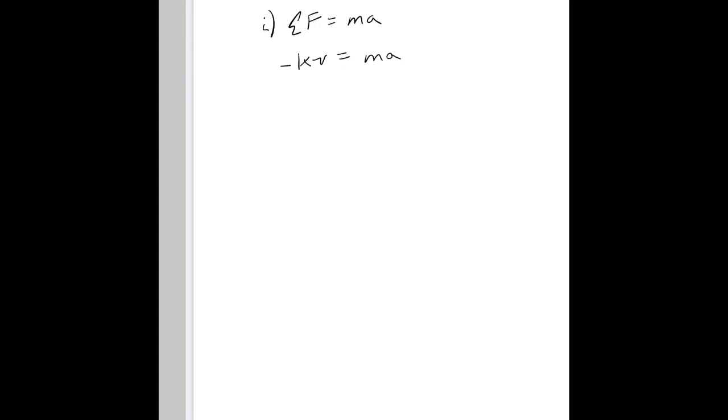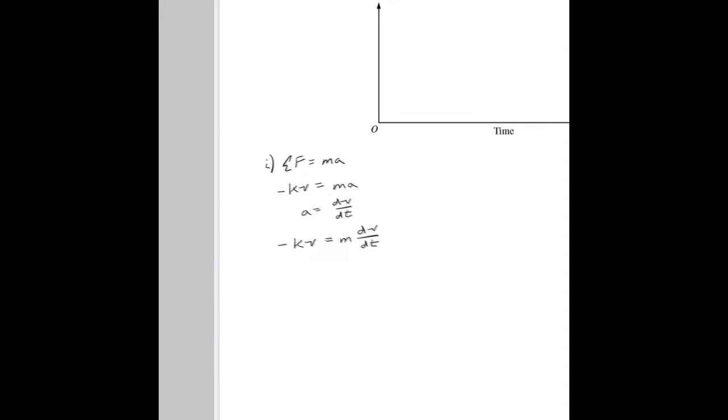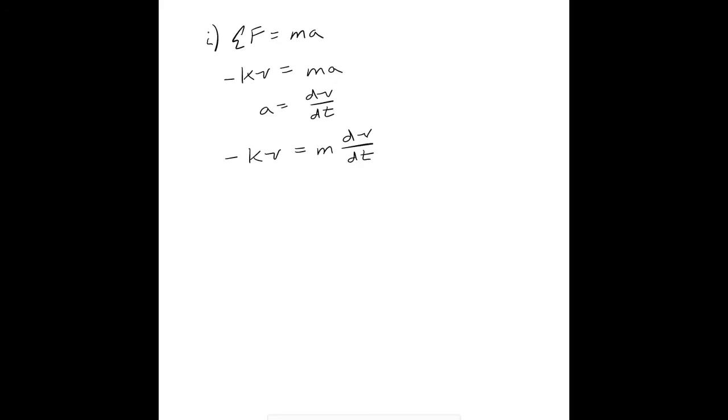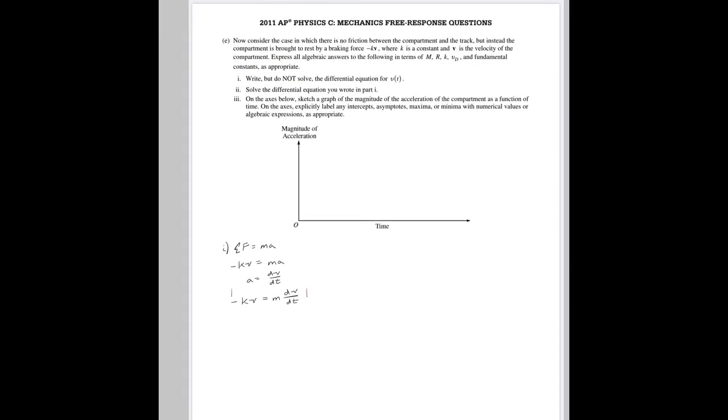Now remember, to make a differential, I need the differential version of velocity. So I'm going to say that a is equal to dv over dt. So this becomes negative kV is equal to m times dv dt. All right. And guess what, guys? That's all you need to do on part 1. The points on this one: substituting the braking force in, and then substituting the derivative of velocity for acceleration. Do not overcomplicate that. If it says do not solve, leave it just as that.